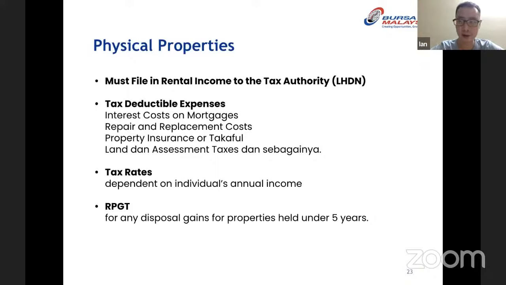But of course, for Malaysian property investors, I believe there is such a thing called a once in a lifetime waiver. Which means although you make substantial gain from your property sales, it is best to evaluate whether or not you should use the once in a lifetime waiver. So use it wisely. When it comes to physical properties, we are going to pay rental income tax to LHDN. And if you sell a property for a substantial gain, RPGT will apply.